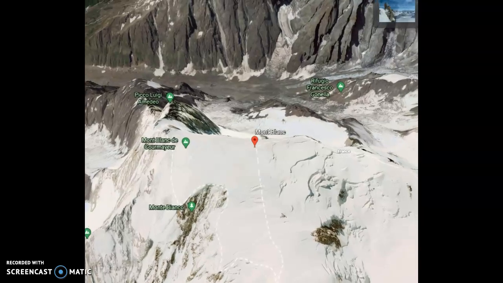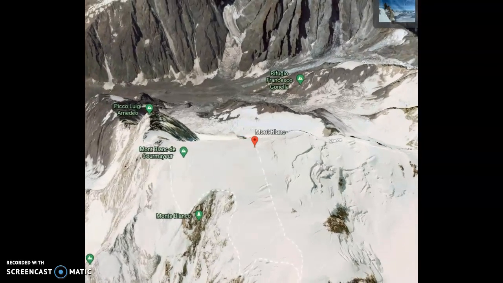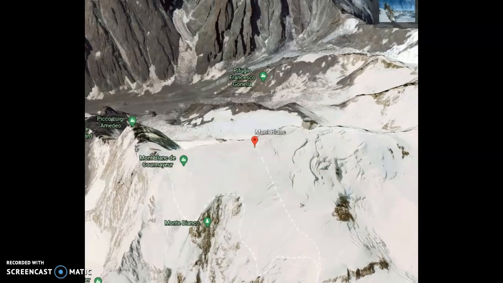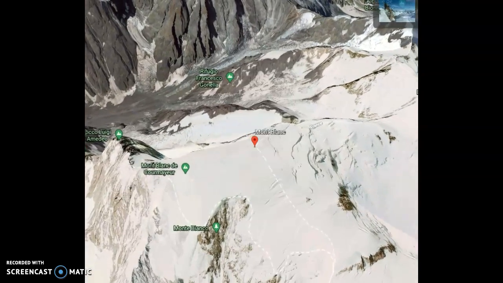Now what you see here is a 3D rendering of Mont Blanc. Now this is the tallest mountain in Europe and is located right in the Alps on the border of Italy.